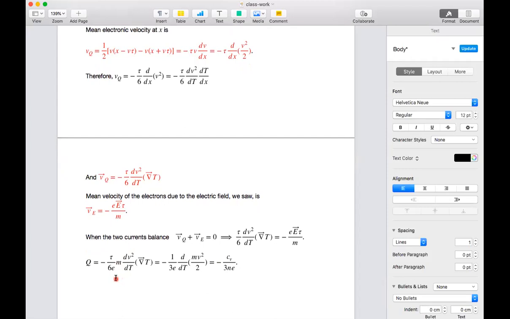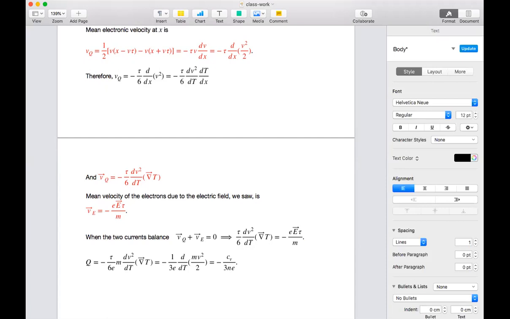tau over 6em, d(v squared)/dT, gradient of T. Again, this can be written in terms of specific heat, because this is d/dT of mv squared by 2. Remember, this is in terms of thermal energy. So this can be written as Cv over 3me with a minus sign. Okay, so we have got an expression for the thermal power. How does it compare with experiments?